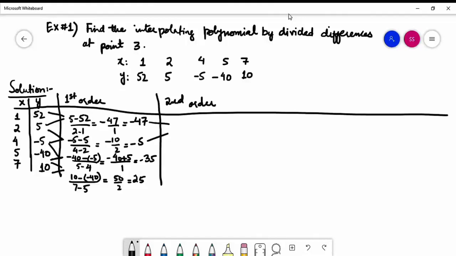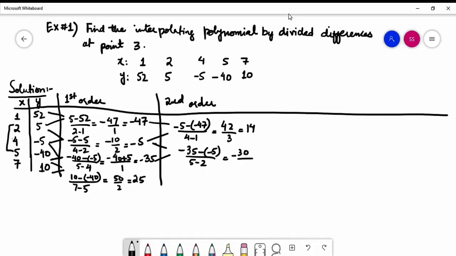Between 3 points. Okay, so minus 5 minus 47 divided by 4 minus 1. And you know that minus 5 plus 47 is 42, divided by 3, and that is equal to 14. Okay, and then your domain frame is changed from these 3 points, 2 to 5. Minus 35 minus 5 divided by 5 minus 2, and minus 35 plus 5 is minus 30, divided by 3, and that is equal to minus 10.